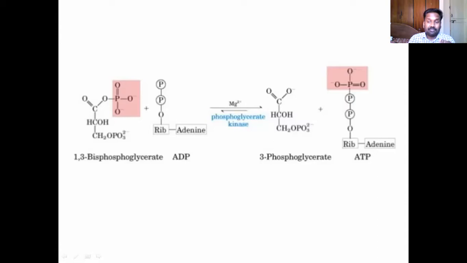So for the first time, we are seeing a reaction which is giving ATP in glycolysis. Is it not? So this is one example of substrate level phosphorylation. And because this is again a transfer of phosphate groups, kinases are involved. The enzyme kinase is involved, phosphoglycerate kinase.